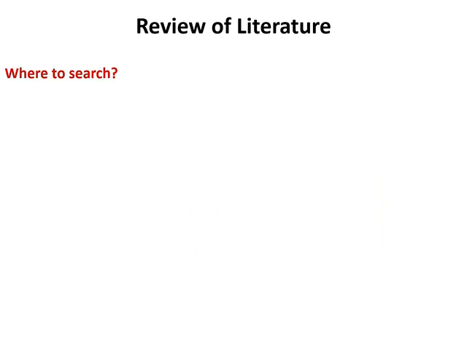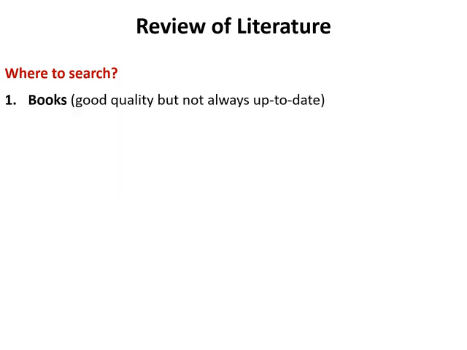Where do I have to search to find the literature? First of all, books. Books are always a good source of information, of good quality, but not always up to date. On the other hand, journals can be up to date, but not always of good quality. You should always depend on reputable journals and peer-reviewed journals that have a reviewing panel before publishing any article.